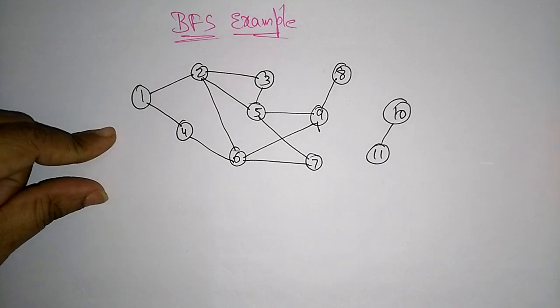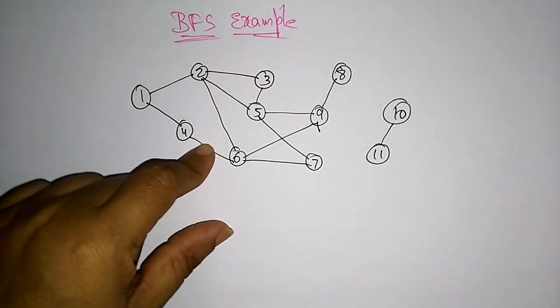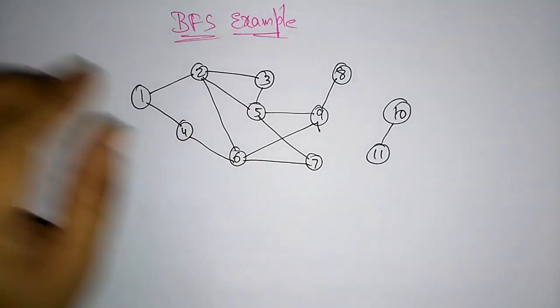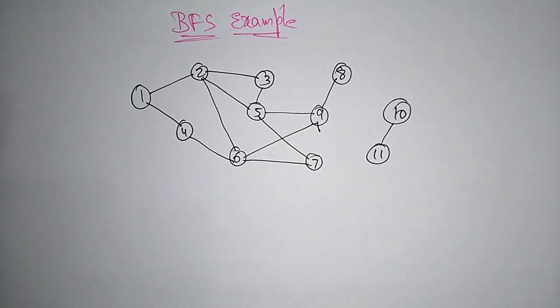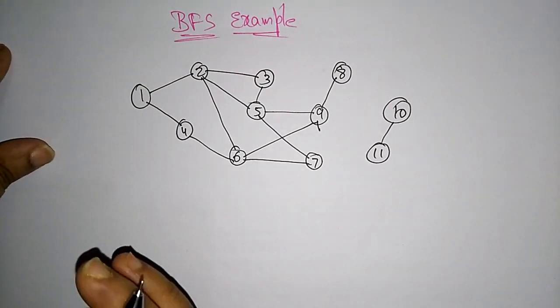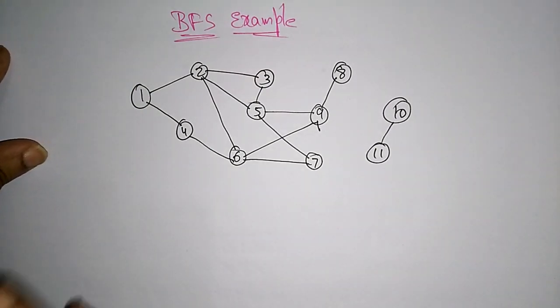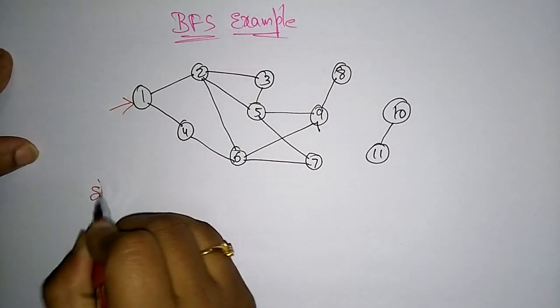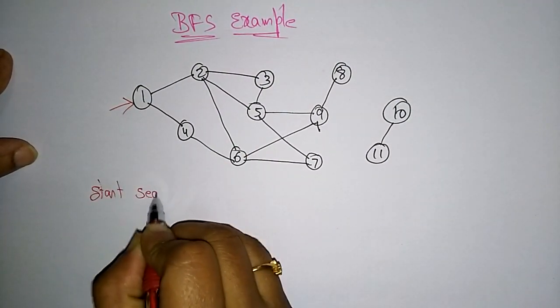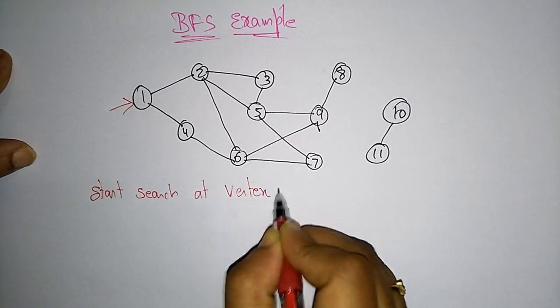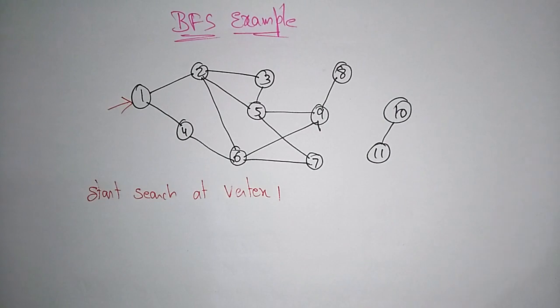So this is the example I am taking. This is a connected graph. Now let us start the example. First, as I said, we have to start the search at a vertex. So I'll start the search at vertex 1. Now I'm searching from this vertex 1.